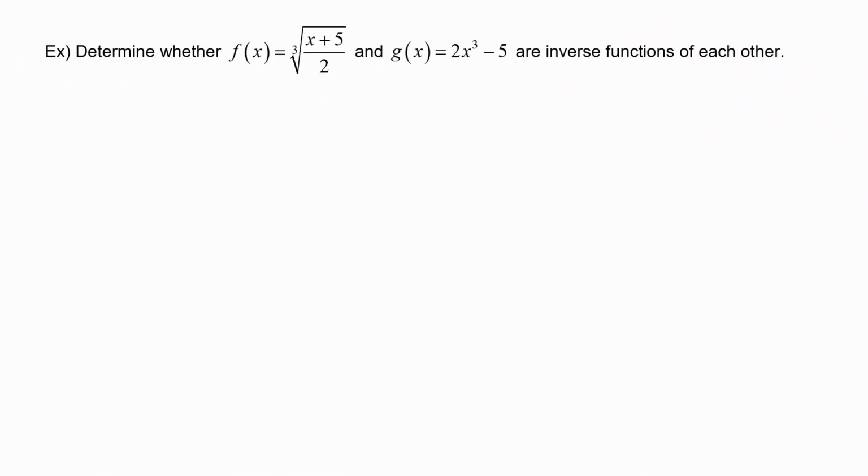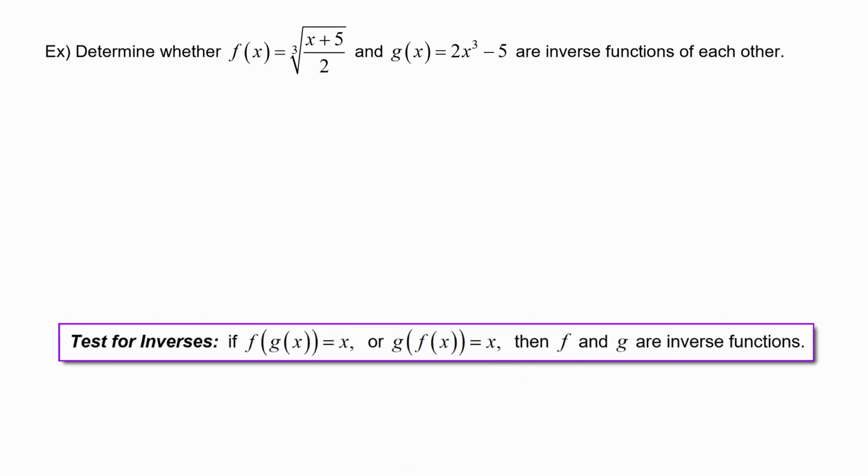In this example, we have to determine whether f of x equals the cube root of the quantity (x plus 5) over 2 and g of x equals 2x cubed minus 5 are inverse functions of each other. Remember that the test to determine whether two functions are inverses of each other is if f of g of x is equal to x or g of f of x is equal to x.